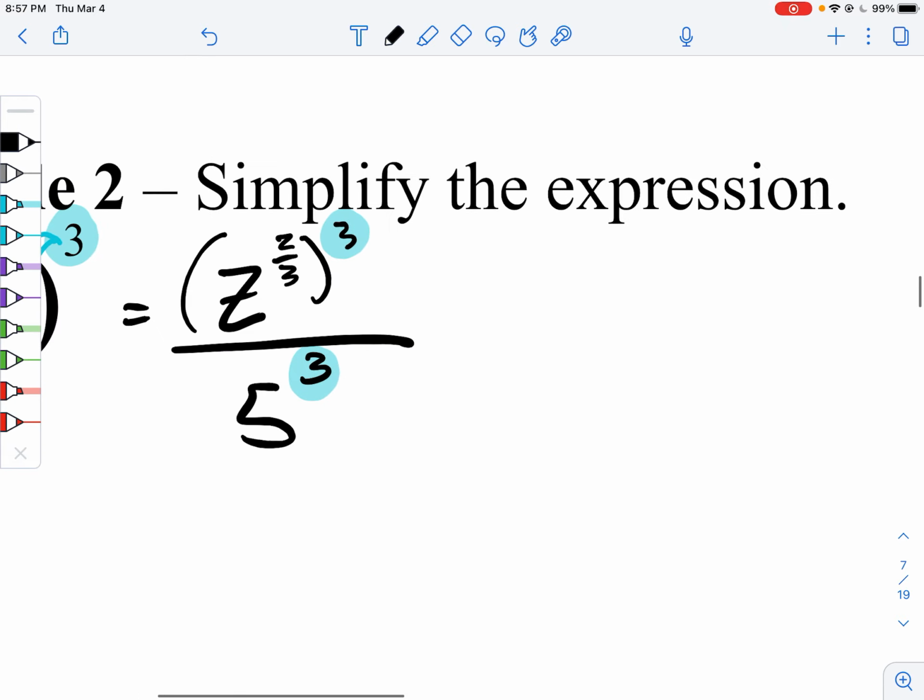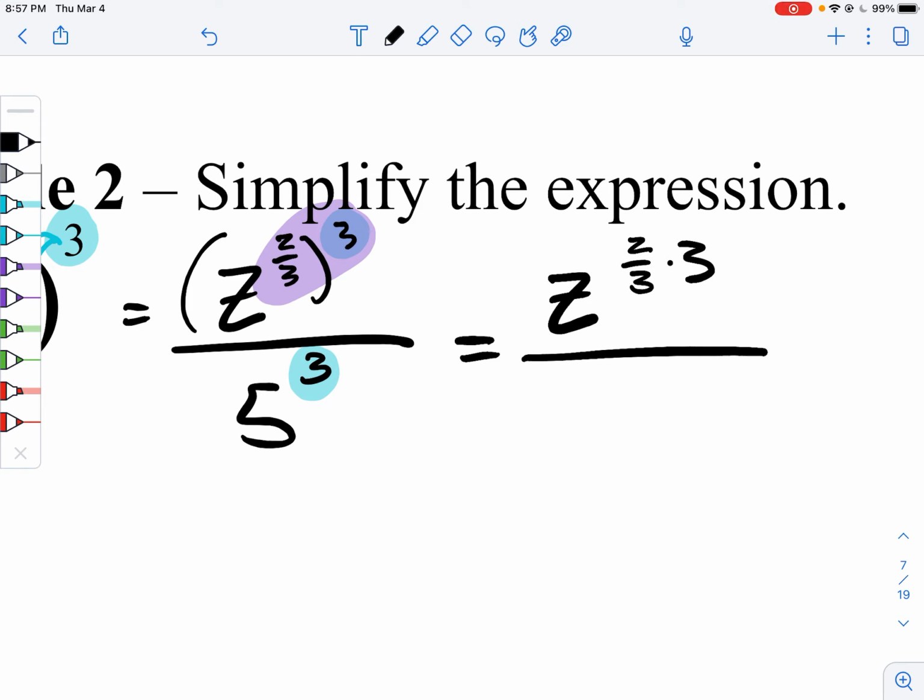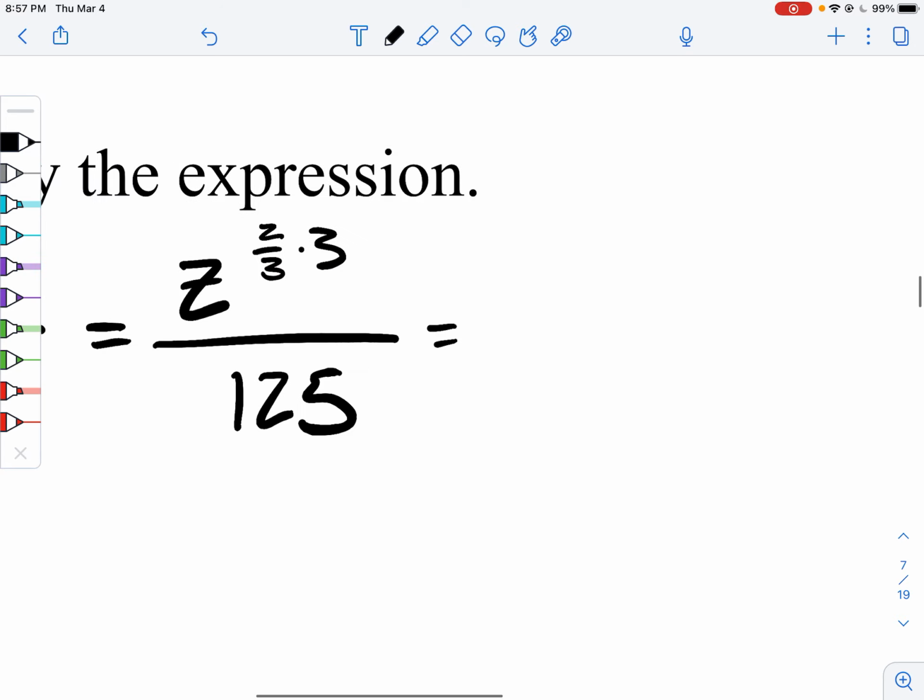Aw, so cute. Okay, but remember, when you raise a power to a power, you multiply them together. So that's z to the 2/3 times 3 power, and then 5 cubed is 125. That's your freebie for the day. Okay, great. Now what does this mean?